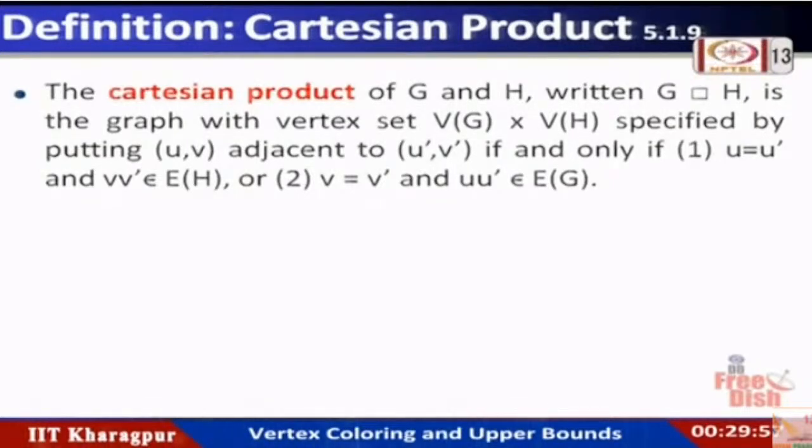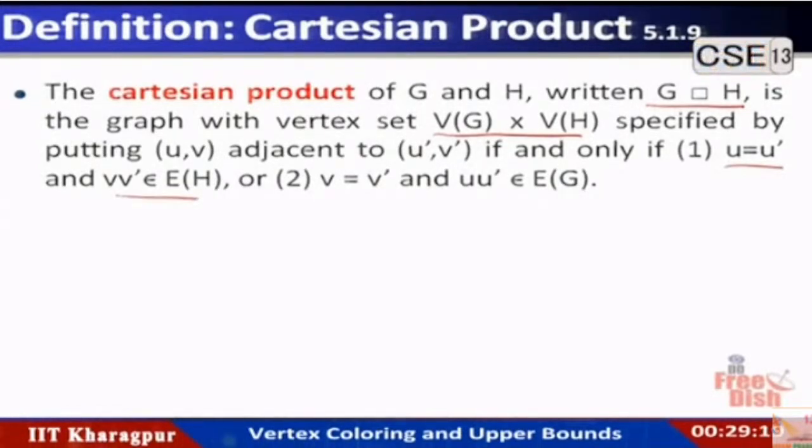Now let us take the definition of a Cartesian product of two graphs G and H, which is represented by this symbol. The Cartesian product of the two graphs is a graph with vertex set V of G cross V of H, which is specified by putting (u, v) adjacent to (u prime, v prime) if and only if u is equal to u prime and v v prime is an edge in H.